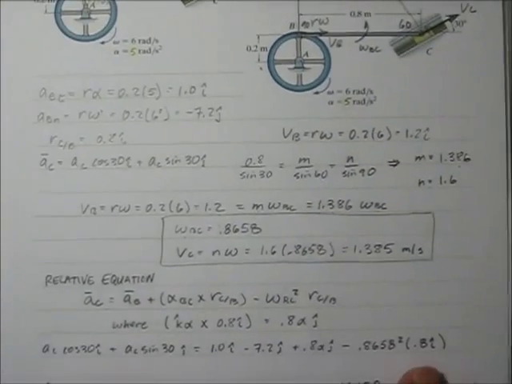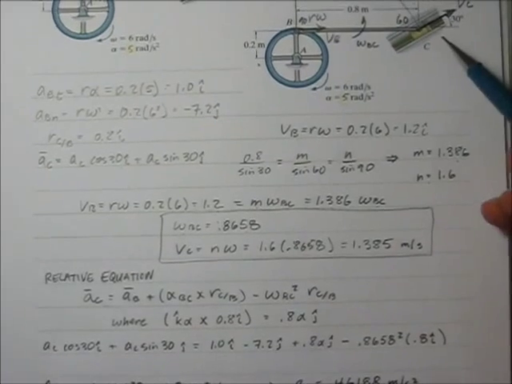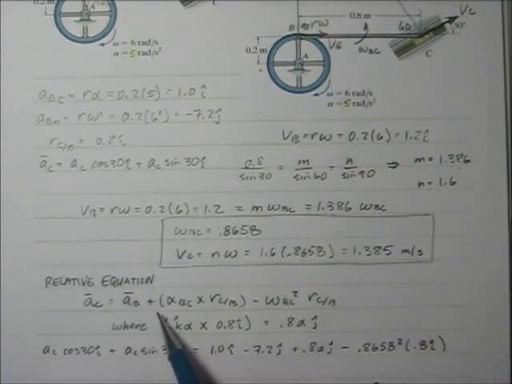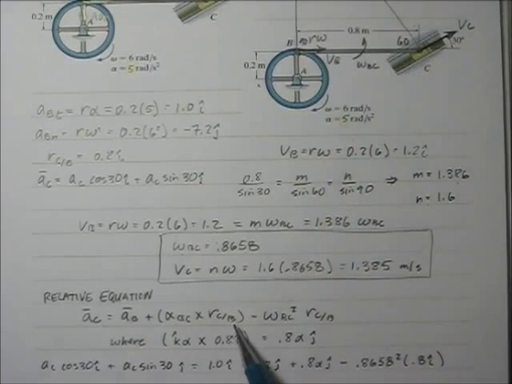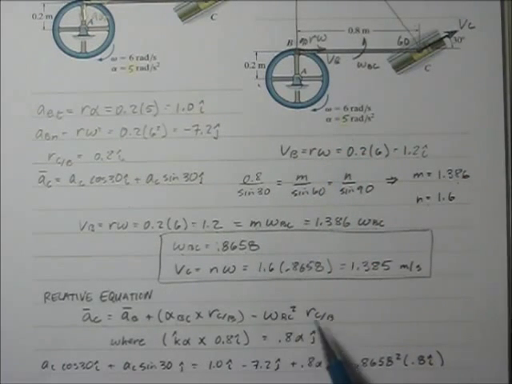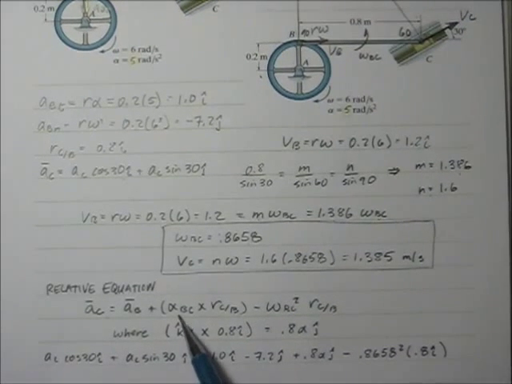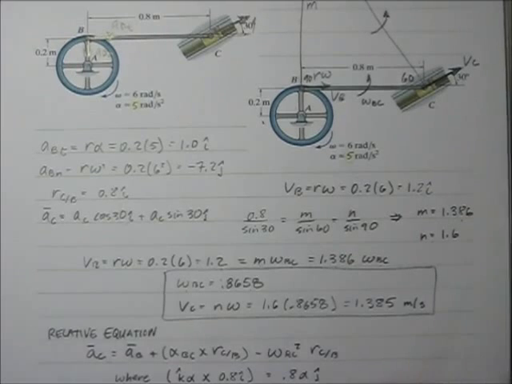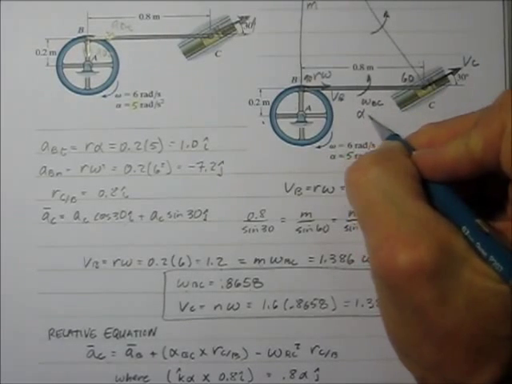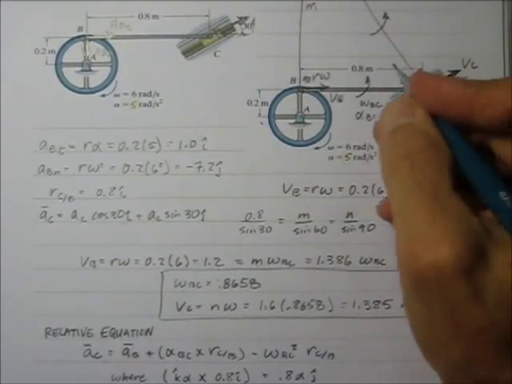Your acceleration equation says that the acceleration of C, what we're looking for, is the acceleration of B plus alpha of BC, again that's the link, cross r of C with respect to B, minus omega squared r of C with respect to B. Now let's do the cross product, alpha of BC cross r of C with respect to B. We haven't drawn our alpha on the drawing yet, but let's just say that it's going in the same direction as the omega, alpha BC.